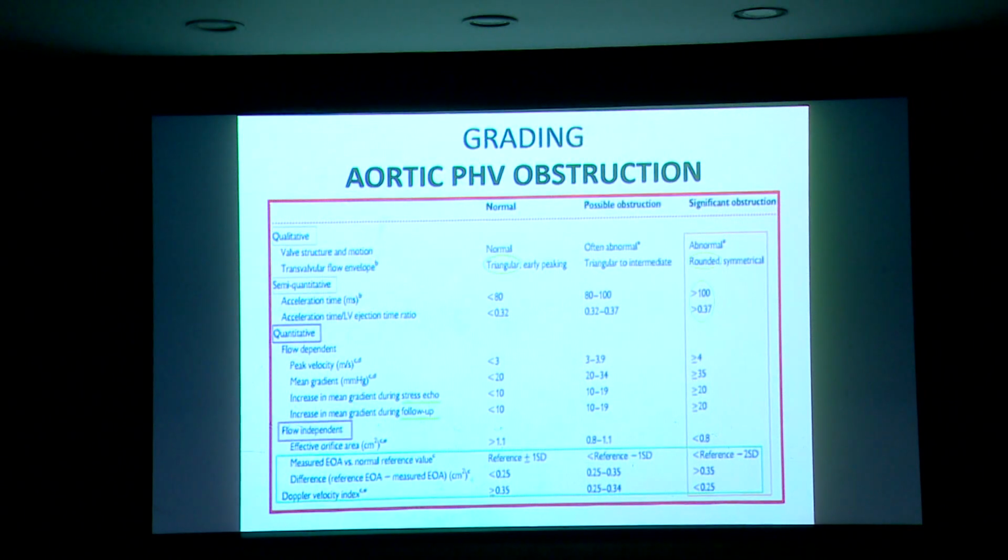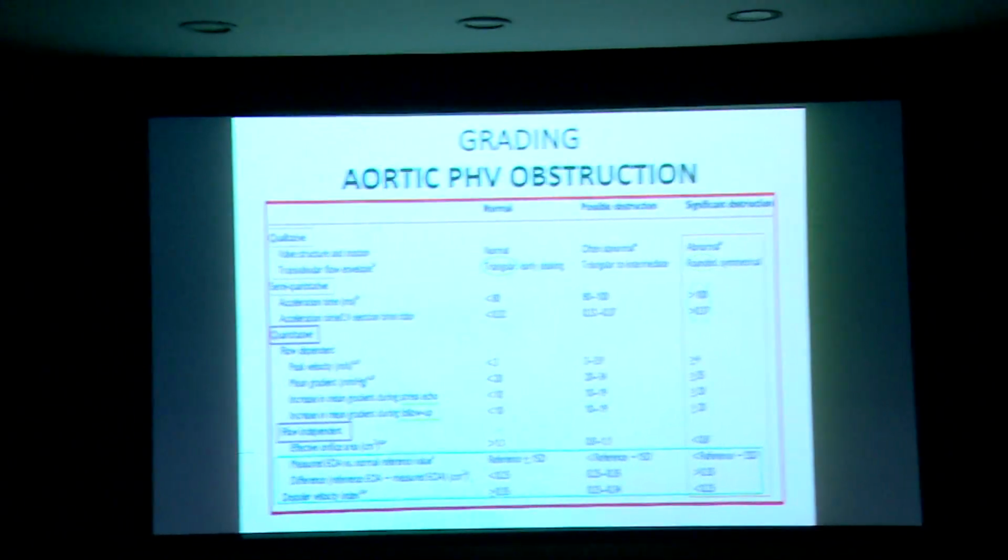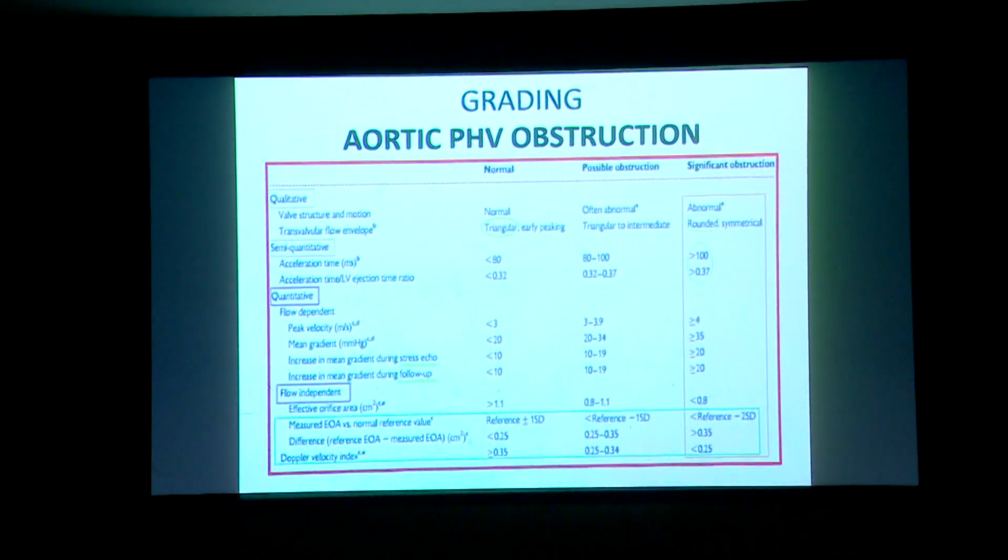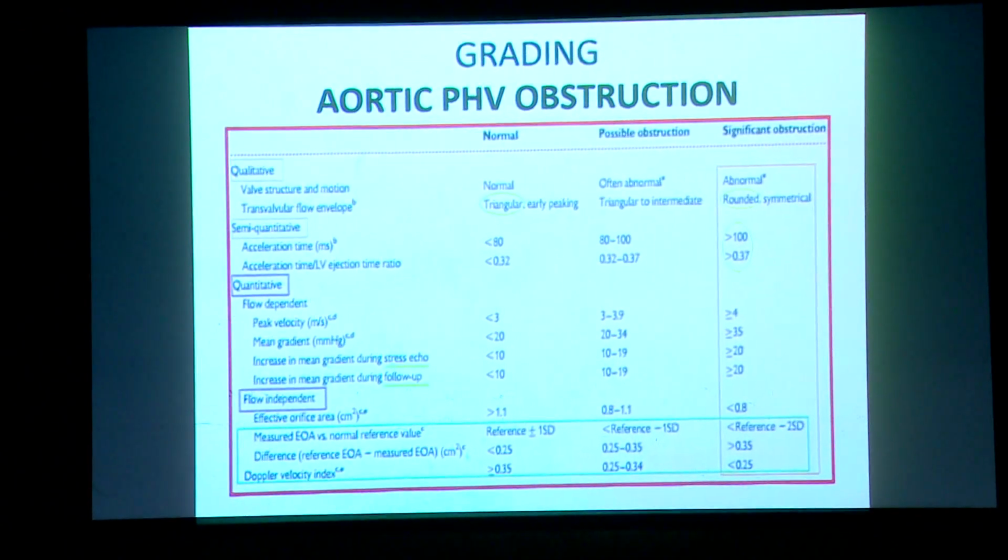So now we have a native prosthetic valve which has been dysfunctional, and you need to evaluate it. It shows higher gradients. So what do you do? How do you evaluate it?